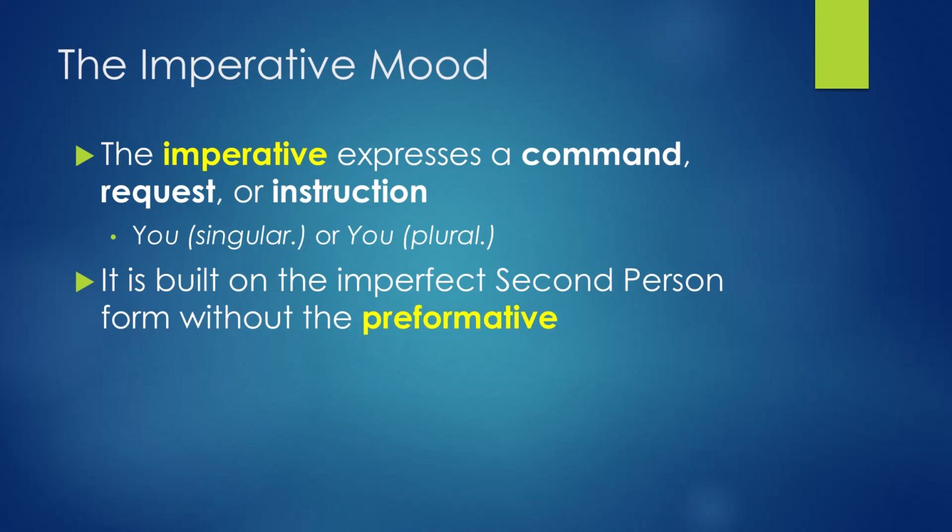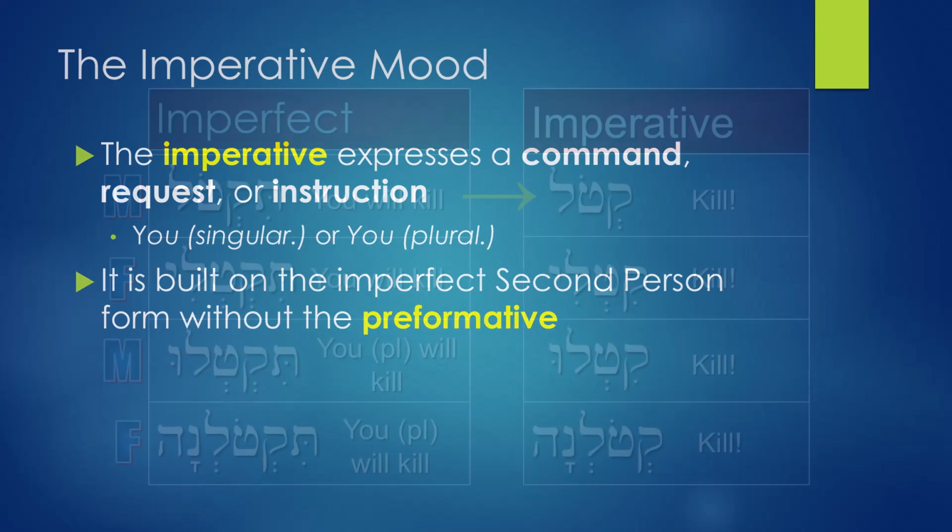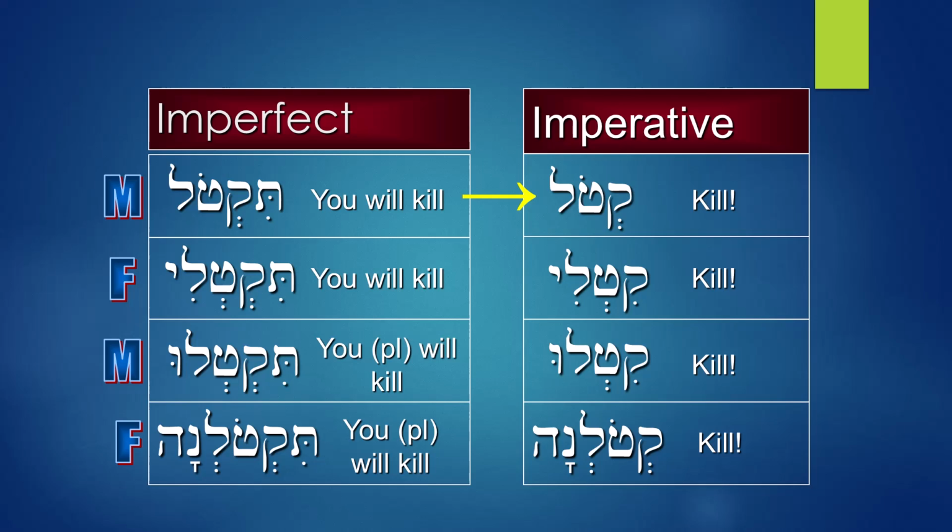So it's built from the second person imperfect tense. But what is important when it's building its form is that it's built without the preformatives. It does not add the prefix, the imperfect prefix. Alright, let's look at how this is built. Remember, the imperative mode is built from the imperfect tense, and on the screen you have imperfect tense on the left and you have imperative form on the right.